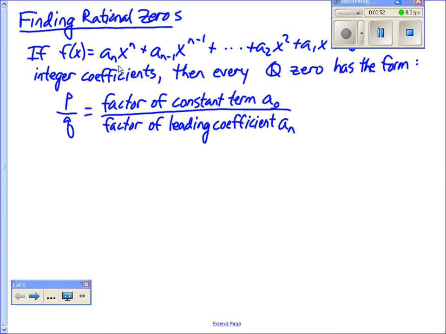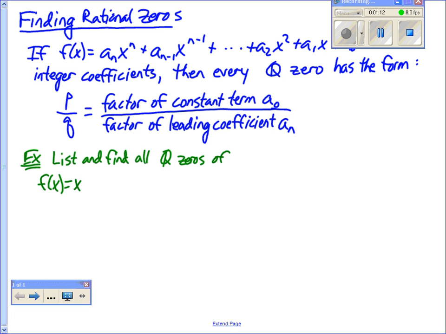Let's do an example. Let's go ahead and list and then find all the rational zeros of that function right there, x cubed minus 5x squared plus 2x minus 8, okay? First, let's list the possible rational zeros. Possible rational zeros.